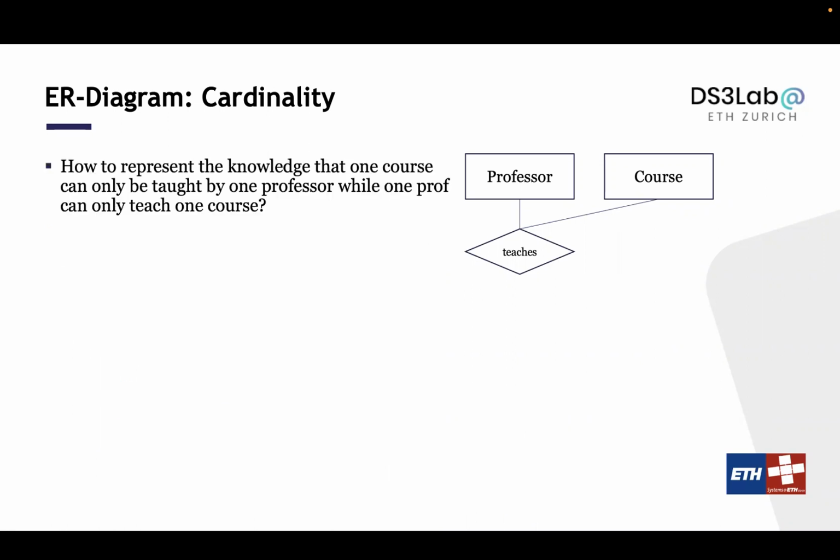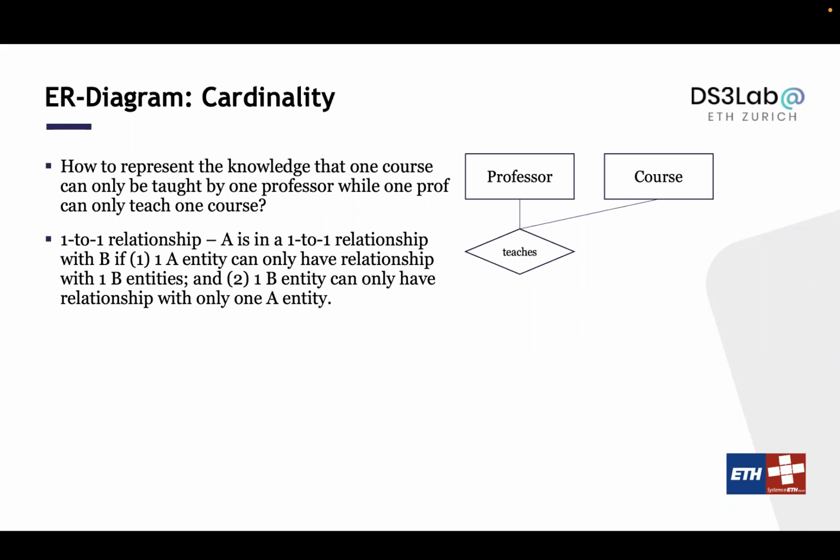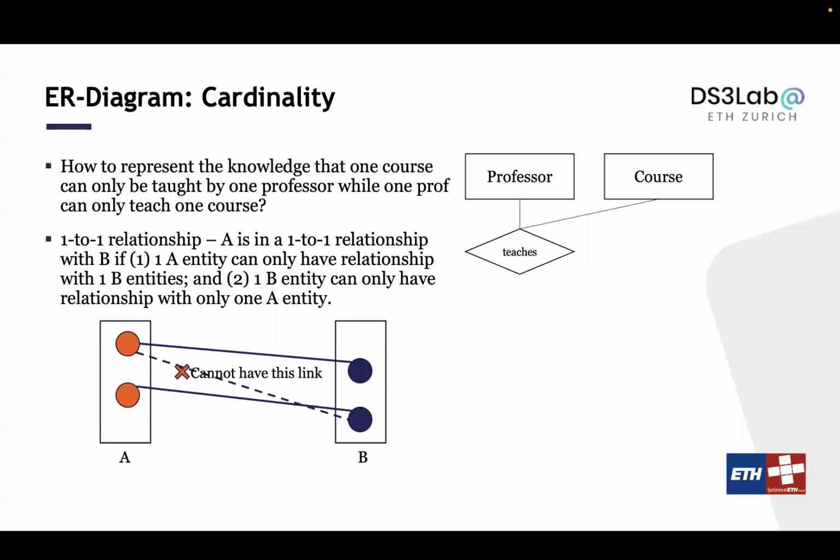And you can have another type of cardinality. For example, you say, what if in my application, one course can only be taught by one professor, while one professor can only teach one course? In this case, there's another type of cardinality called a one-to-one relationship. If entity set A participates in a one-to-one relationship with B, it means that entity A can only have one relation with B, and entity B can only have one relation with only one entity A. So essentially, there's this one-to-one mapping between these two entity sets.